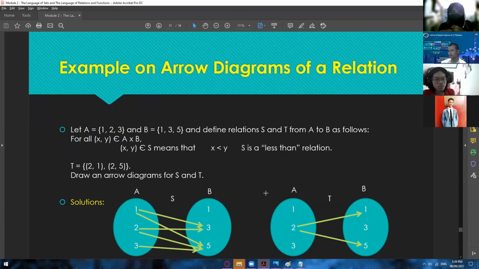In letter T, there is no condition given. It just says that these are already in a relation. So we have 2, 1, and then 2, 5. That is why we have 2, 1 and 2, 5 in here. As easy as that. I think letter T is very straightforward, wherein you don't need to check any condition.